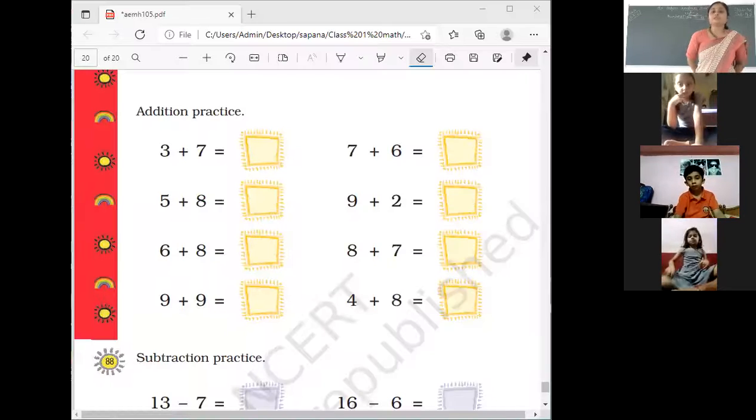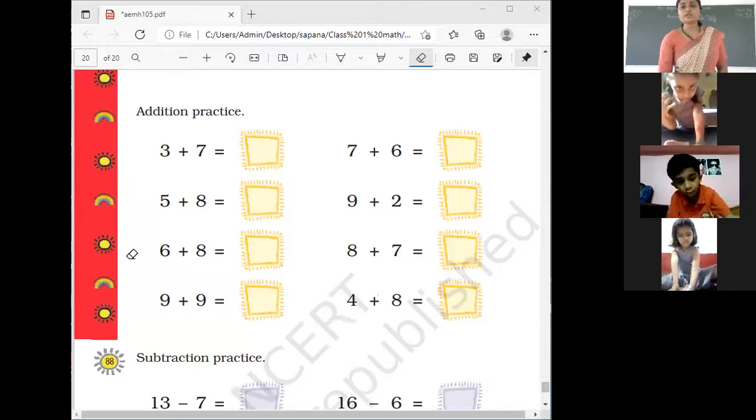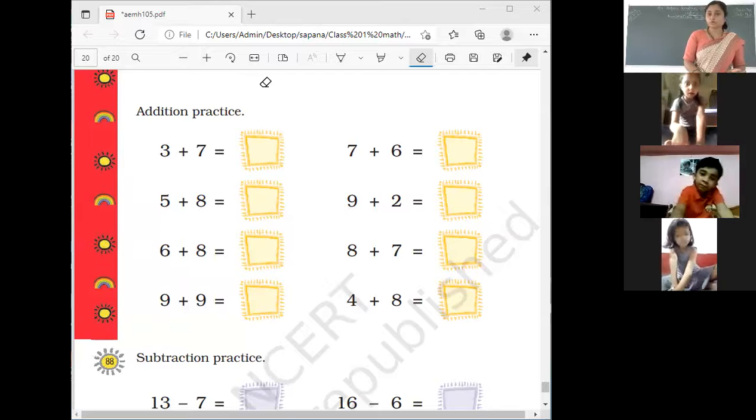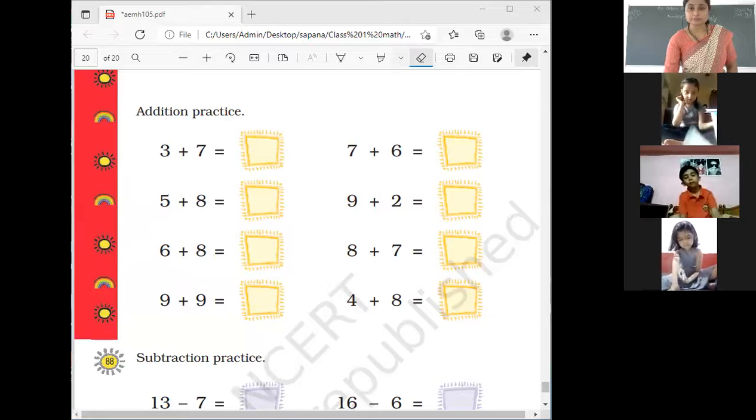Today we do page number 88. This is your homework, so all of you check your answers. Okay, so 3 plus 7.